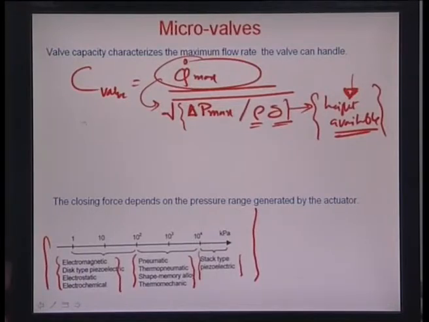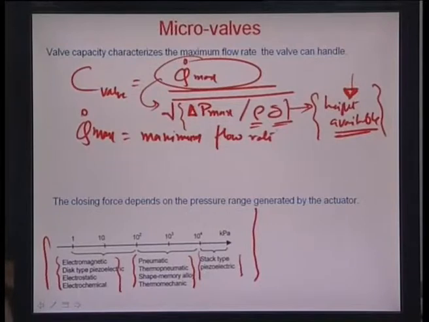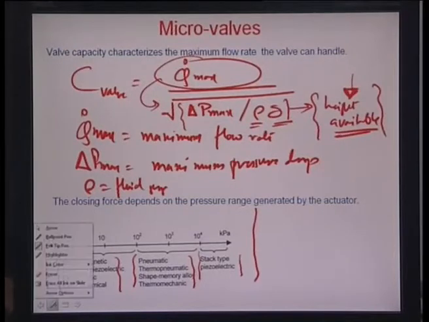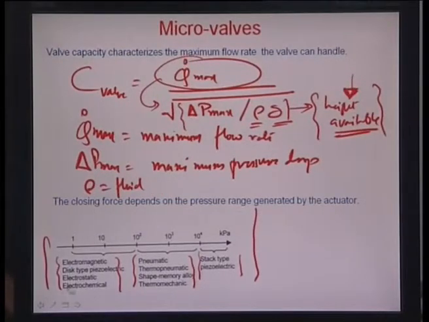So let me just write these things down. Q dot max is maximum flow rate, delta P max is maximum pressure drop, rho is the fluid density, g of course as you know is the acceleration due to gravity.